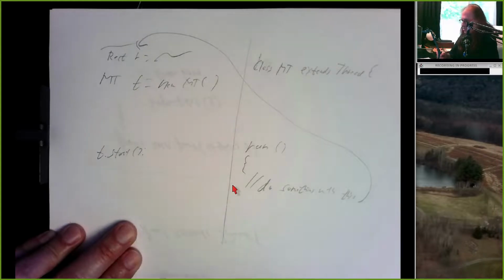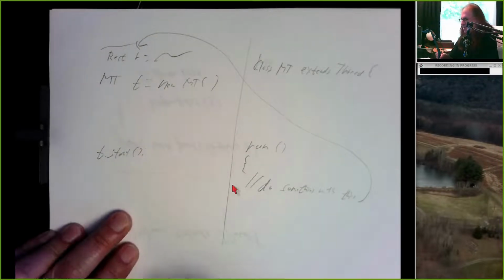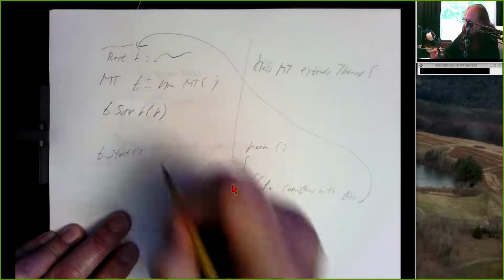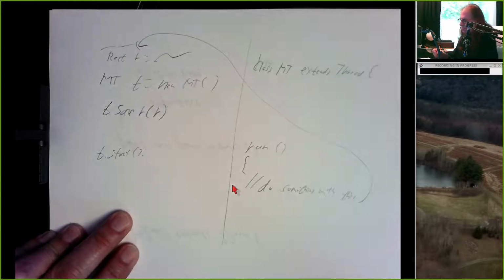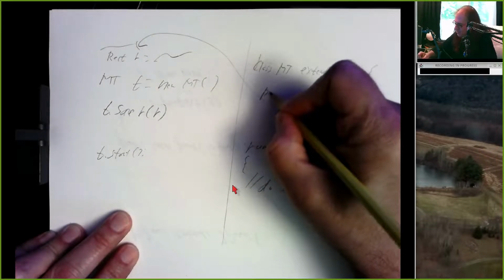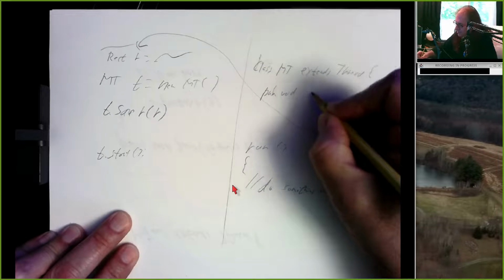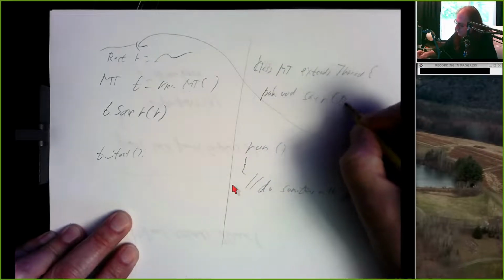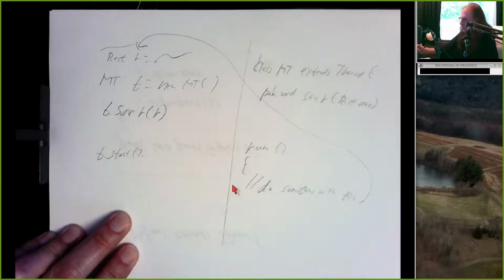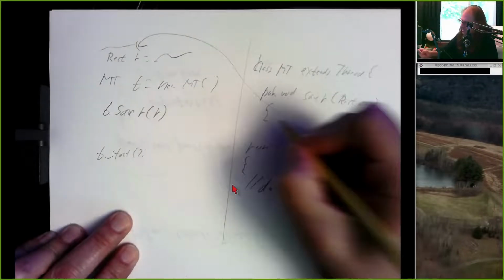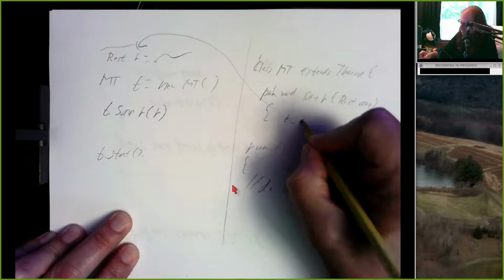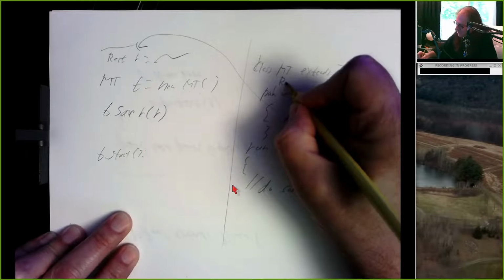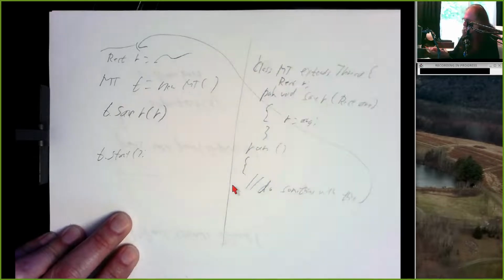Well, one thing I could do is, before I start my thread, I could say T.saveR and pass the rectangle to it. And in here, I could say public void saveR, which is a method that's going to take a rectangle argument. And in here, I could just say R equals the argument, and I could declare a rectangle named R.